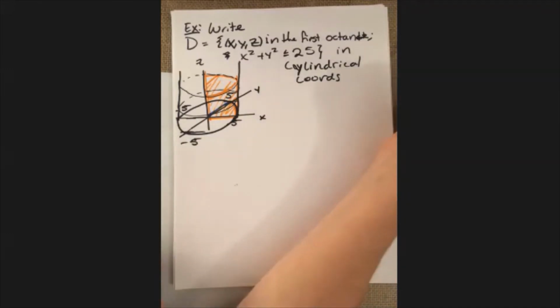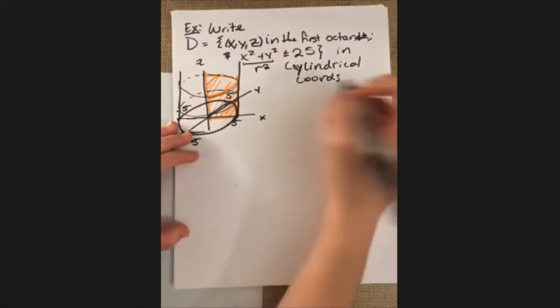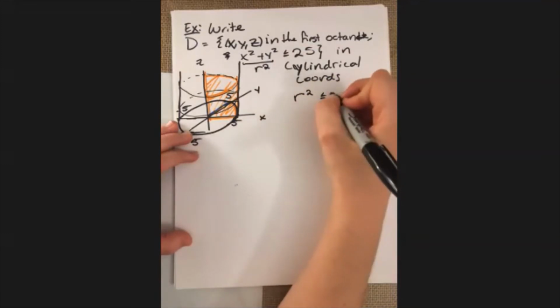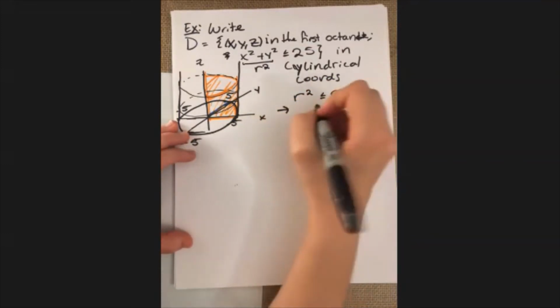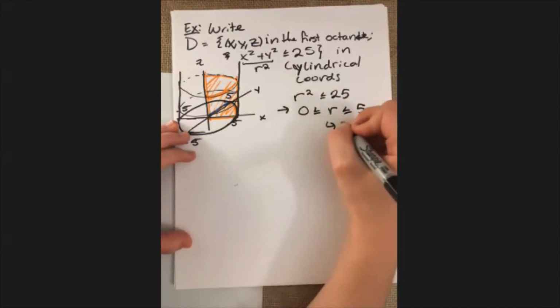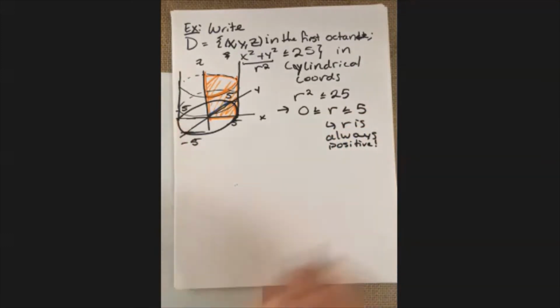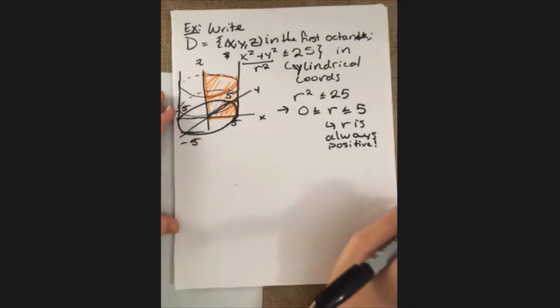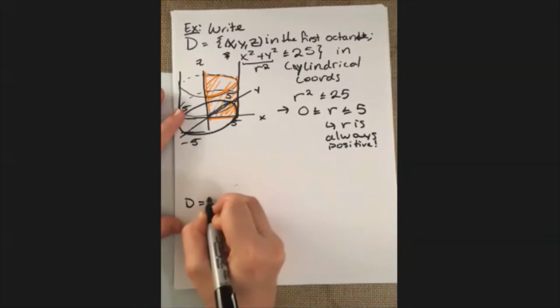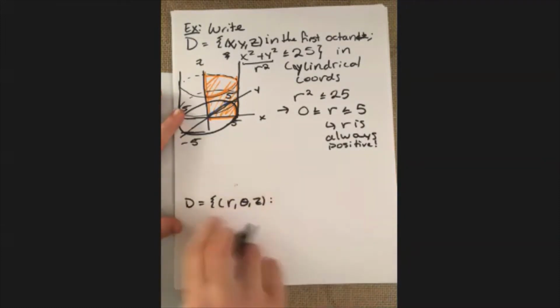Okay, so when we're working with cylindrical coordinates, we know that r squared is equal to x squared plus y squared. So that's what this guy right here is going to become. So we know that r squared is less than or equal to 25, which means that 0 is less than or equal to r less than or equal to 5, because once again, r is always positive. Great. Okay. What we're going for here is we need r, theta, z, and restrictions on each one of these.